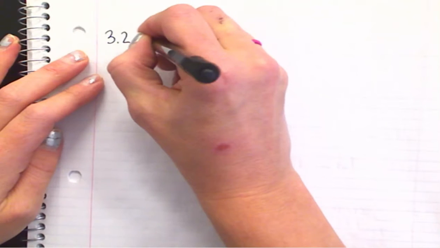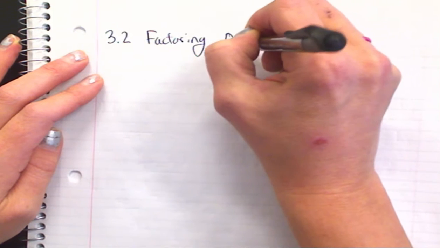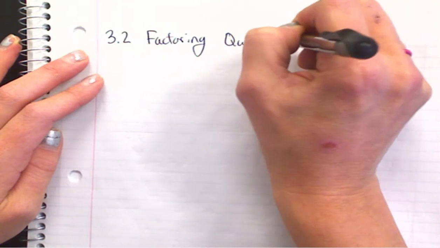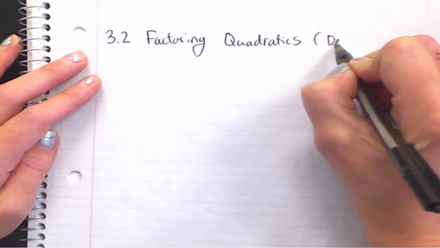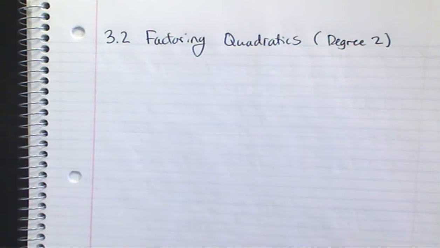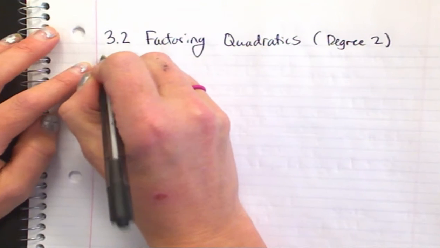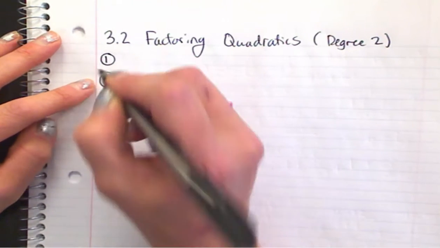Okay, so factoring quadratics. Quadratics, sometimes this would be degree 2. Sometimes you may remember the word parabola. But we're going to say quadratics for now. Okay? And I do have a flow chart that goes for factoring.